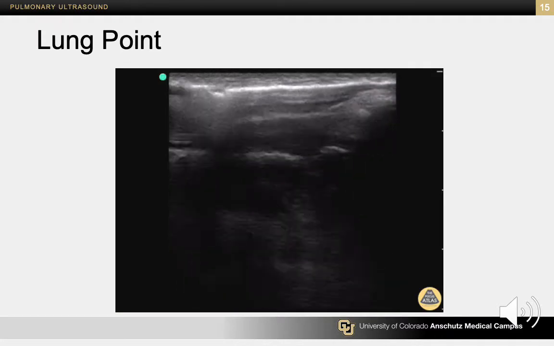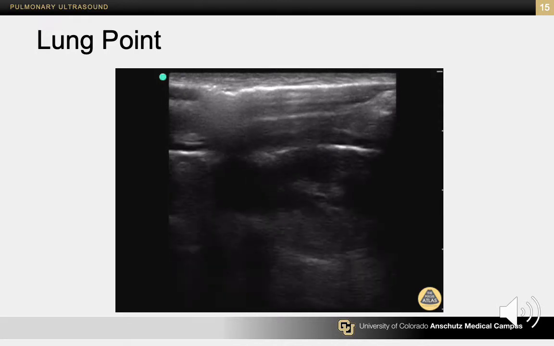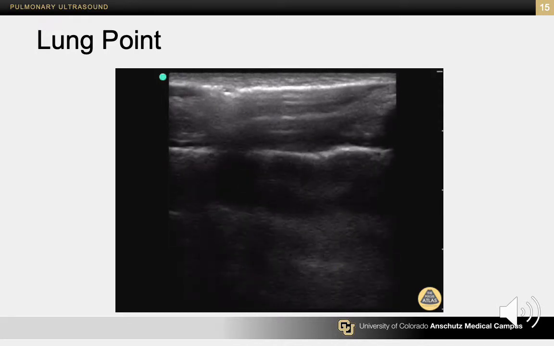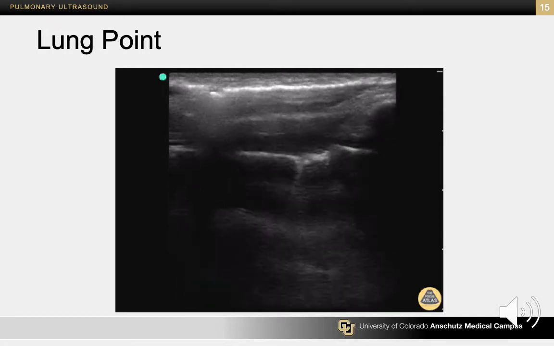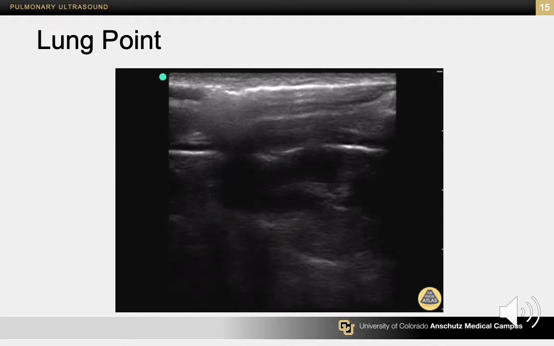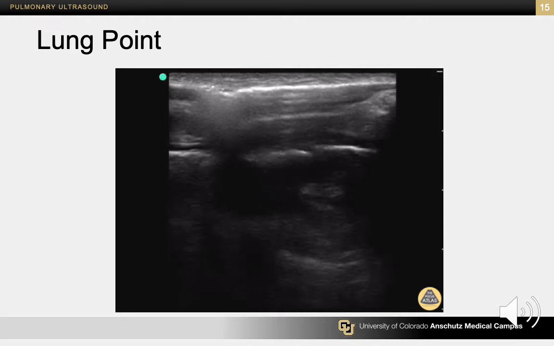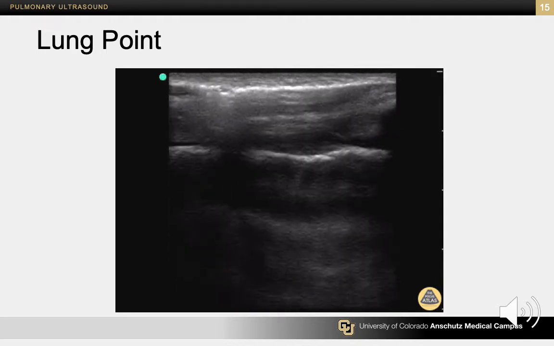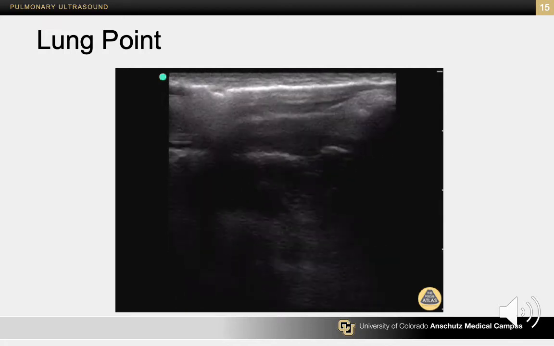Okay, so we'll move on to the lung point finding. The lung point is, as Matt said in his FAST lecture, 100% specific for pneumothorax. So if you see the absence of lung sliding, this is why you need to continue to look in further rib spaces, because what you're looking for is the edge of that lung moving where there's just air accumulating on the chest wall.